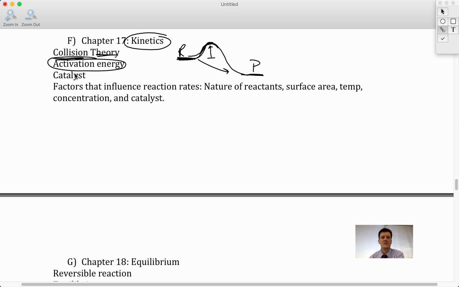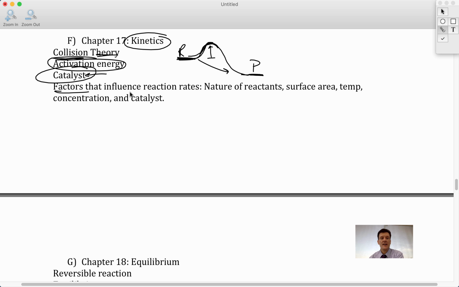your activation energy. A catalyst is something, some chemical, some species that is going to help a reaction occur faster. You have to know that it is not consumed in the reaction. It just assists in order to get particles to come together and help them collide.